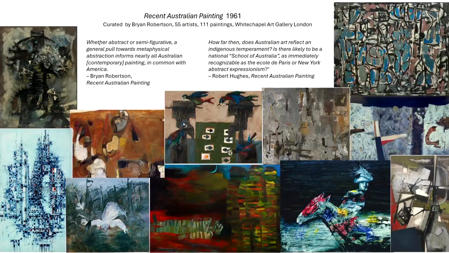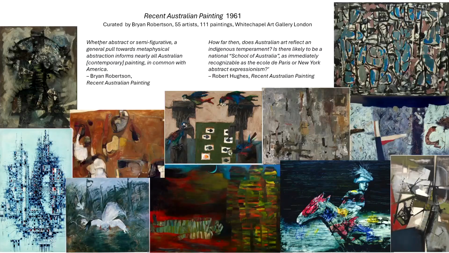These are the sort of paintings that were in recent Australian paintings. Bernard's was about 60 or 70 paintings with only 7 artists, whereas this is 111 paintings with 55 artists. All of Bernard's were only in their 30s. These artists are all across different generations. It's a sort of full-on show of Australian art.